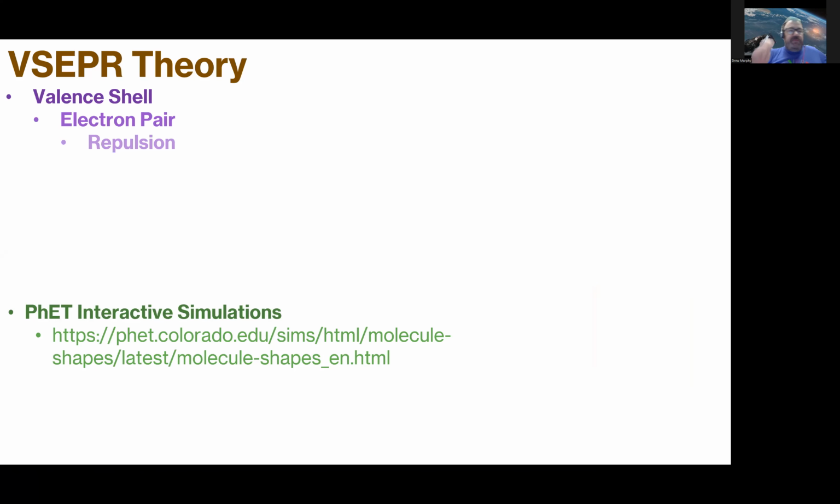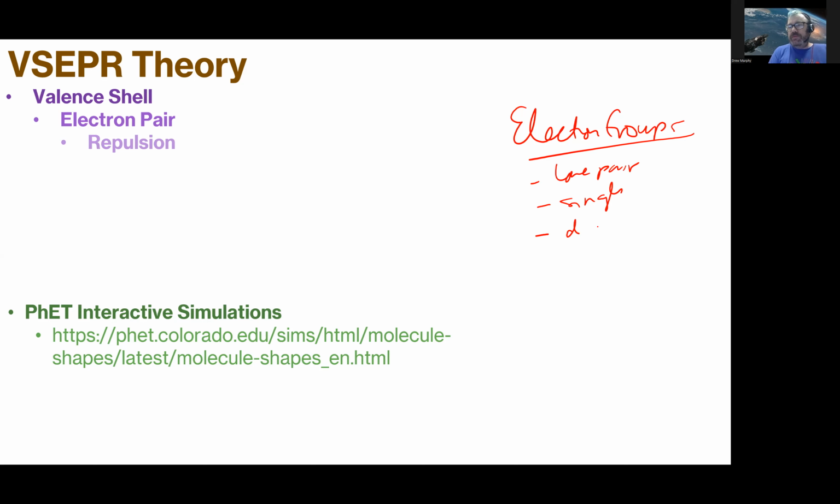As we do this, again, I'll be using the simulation as we go. Remember, we want to be able to count electron groups. So remember, what are electron groups? Lone pair, a single, a double, or a triple. Each one of those things counts as one electron group as we do that. Remember, we got to have a good Lewis structure.